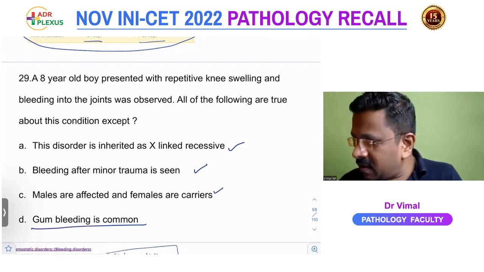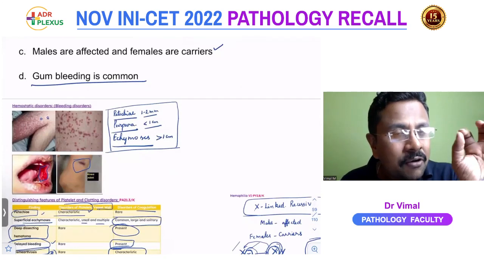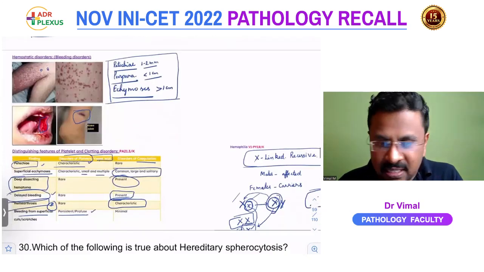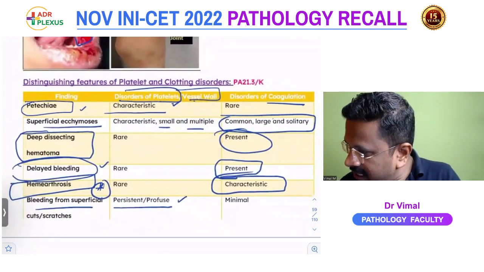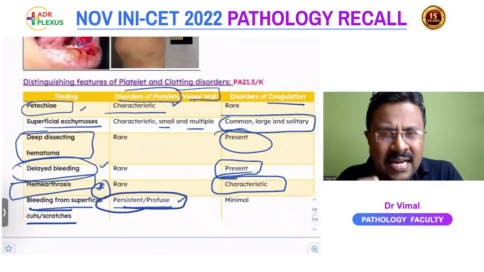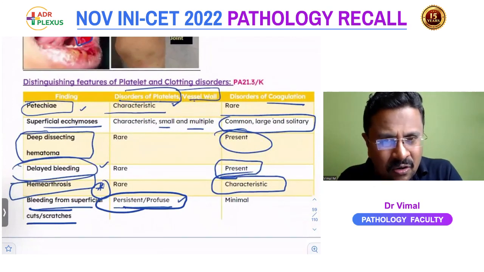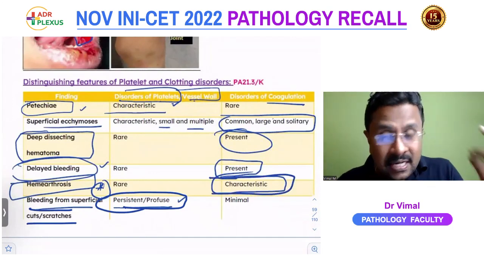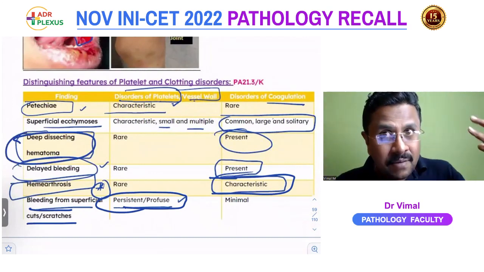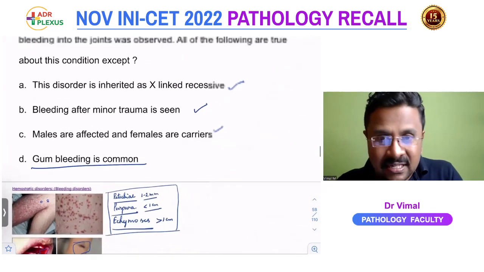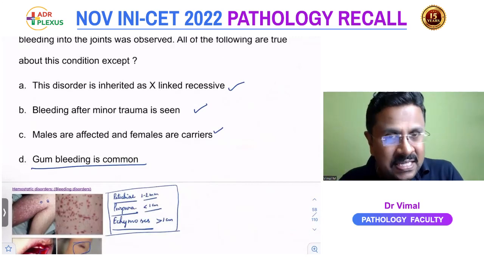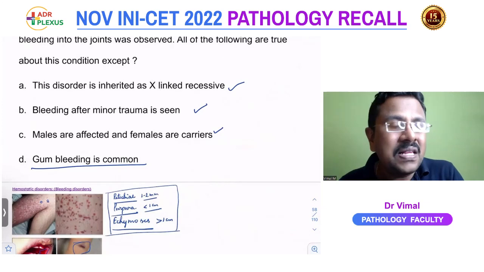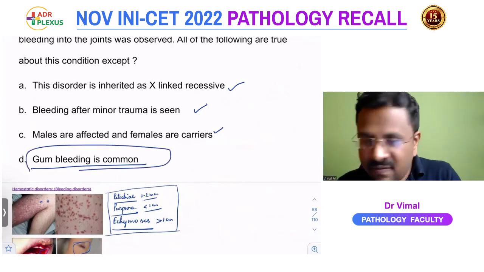See this gum bleeding. If you carefully see what I told you in the classes, this is how to differentiate between platelet and clotting disorders. I insisted that bleeding from superficial cuts and scratches will be seen in a platelet disorder, and even gum bleeding and gingival bleeding are characteristic of the platelet disorder. But big joint involvement, that is hemarthrosis, deep dissecting hematoma, all these big things, then you think of disorders of clotting. So gum bleeding is not a characteristic of a clotting disorder. Definitely this is the option which was false in this case of hemophilia, so this is the option which we have to choose.